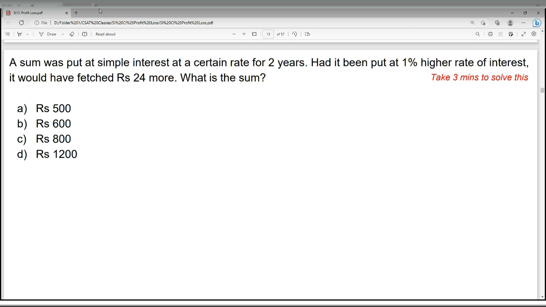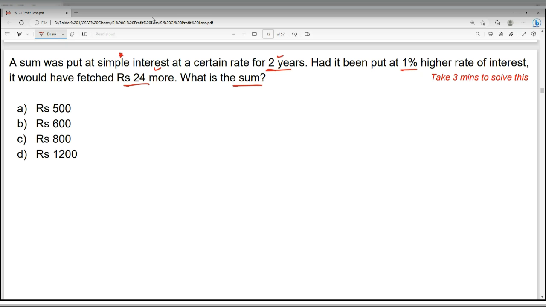So what they're saying is, a sum was put at simple interest at a certain rate for 2 years. Had it been put at 1% higher rate of interest, it would have fetched 24 rupees more. What is the sum? So again, this is simple interest, and it has been kept for 2 years. And if the interest rate was 1% higher, the extra interest would have been 24.